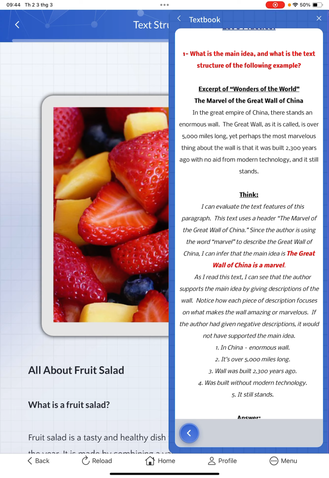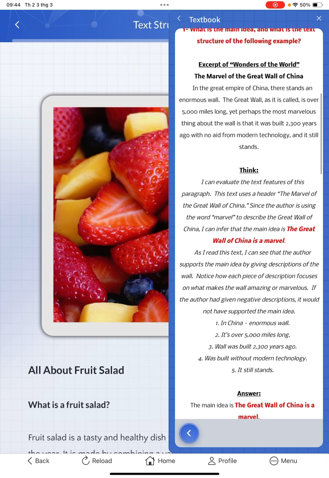Here I can evaluate the text feature of this paragraph. This text uses a header, the marvel of the Great Wall of China, right from the start. Since the author is using the word marvel to describe the Great Wall of China, I can infer that the main idea is the Great Wall of China is a marvel.